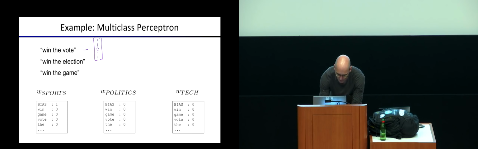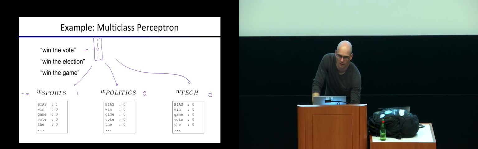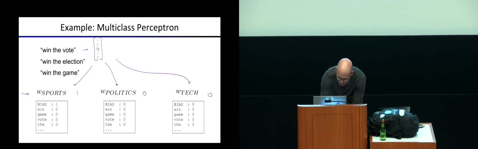If we take the inner product with sports, we get one. Inner product with this one, we get zero. Inner product with this one, we get zero. So sports would win with our current settings of the weight vectors, which is not what we want. Let's say we want this to be about politics. So our y star would be politics. Then what happens? Well, we will subtract this feature vector from the sports one to make sports less aligned with it. So we'll do minus 1, minus 1, minus 0, minus 1, minus 1, which results in a negative 1, negative 1, 0, negative 1, negative 1 weight vector. And we'll add it to politics, which will result in a 1, 1, 0, 1, 1 weight vector.